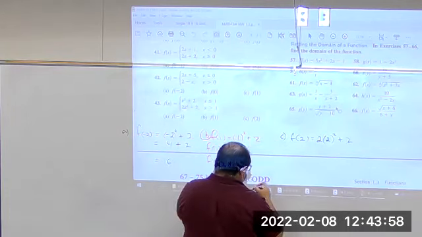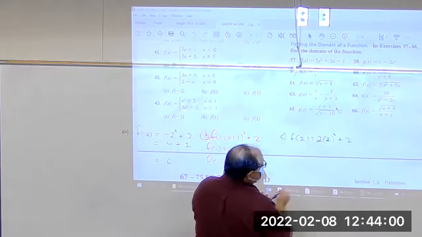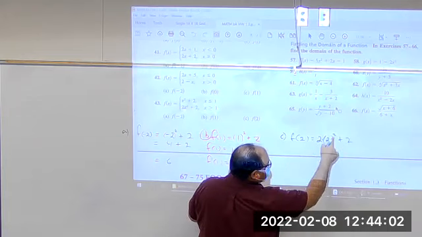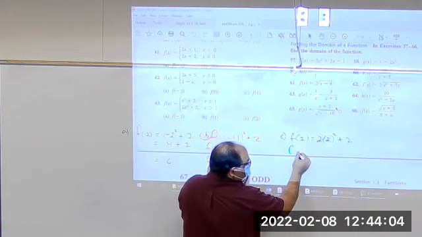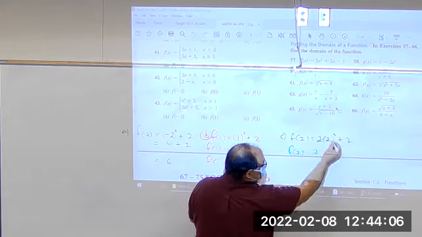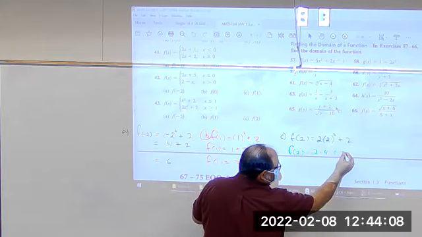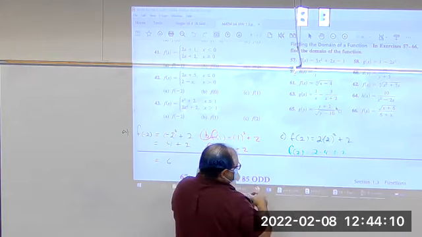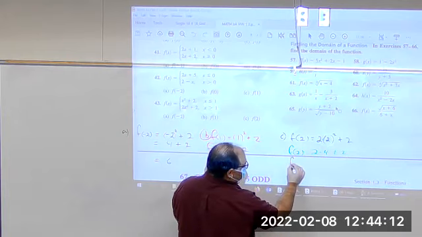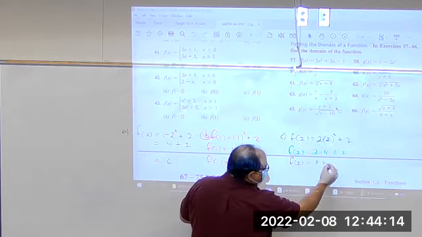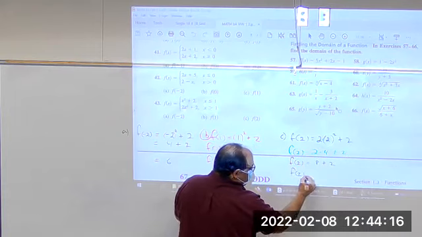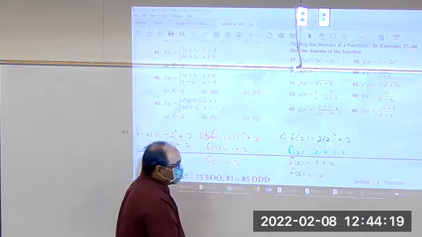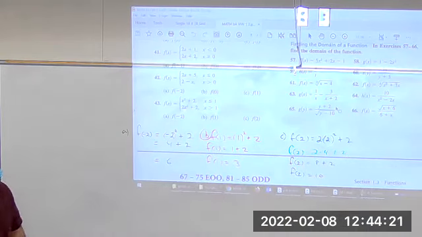Order of operations. Before you can multiply, you have to do that exponent. So f of 2 is equal to 2 times, that's 4, and then plus 2. And then f of 2 is your 8 plus 2, and then f of 2 is 10. So that's 3.